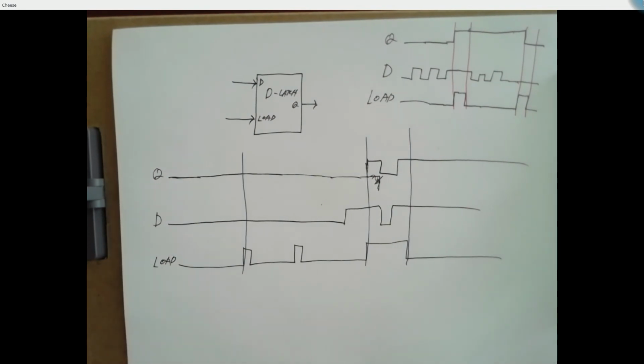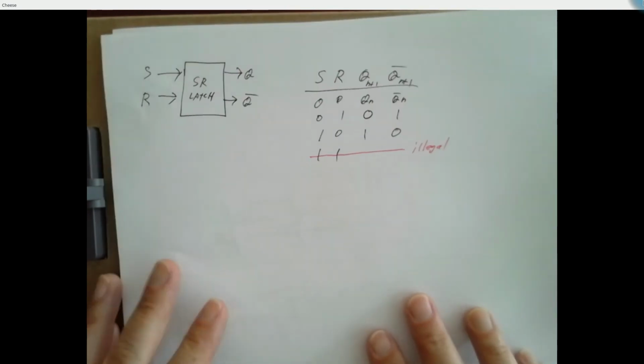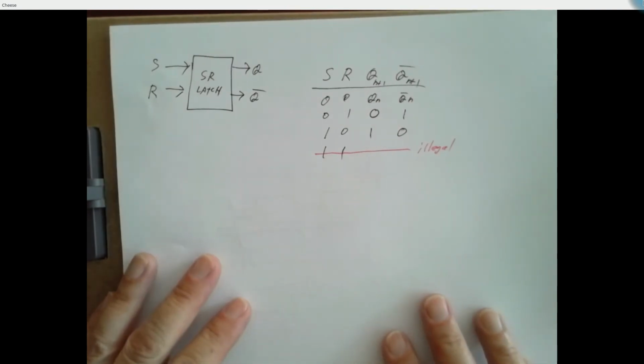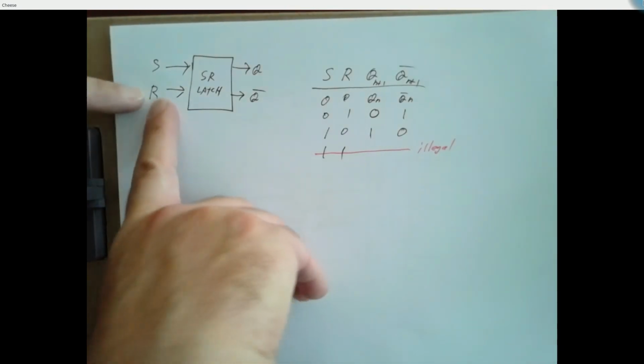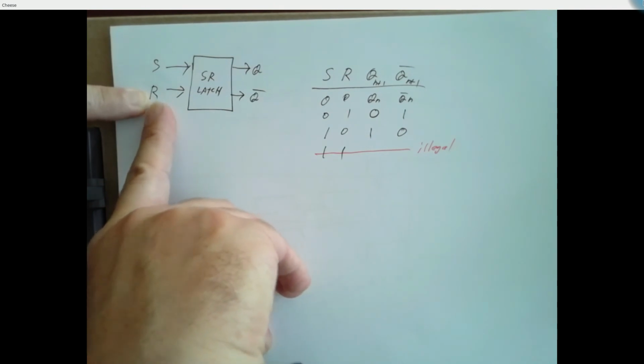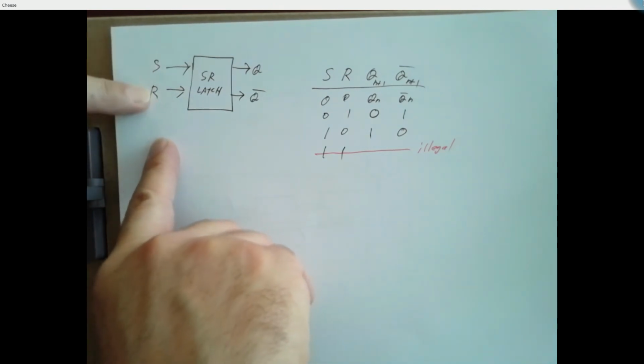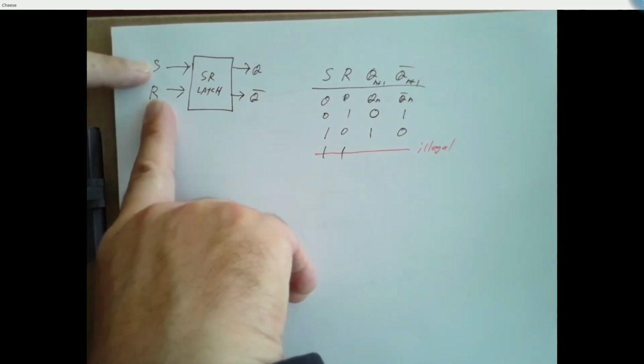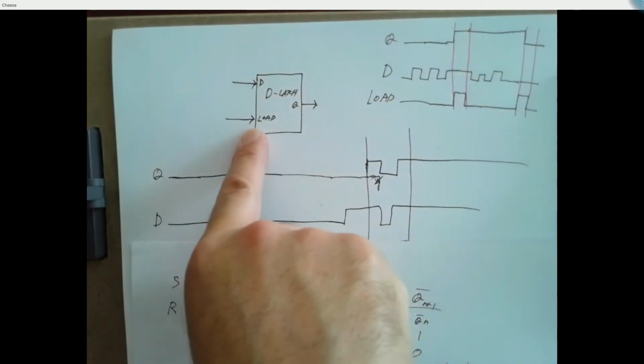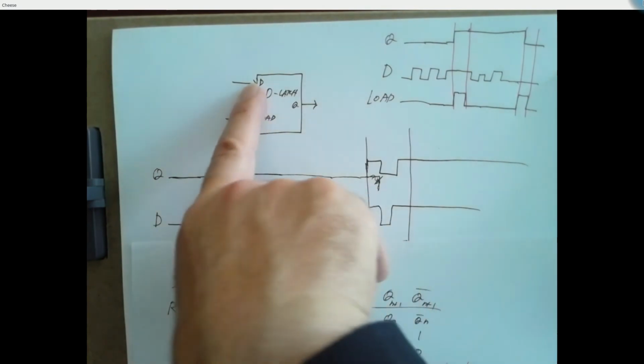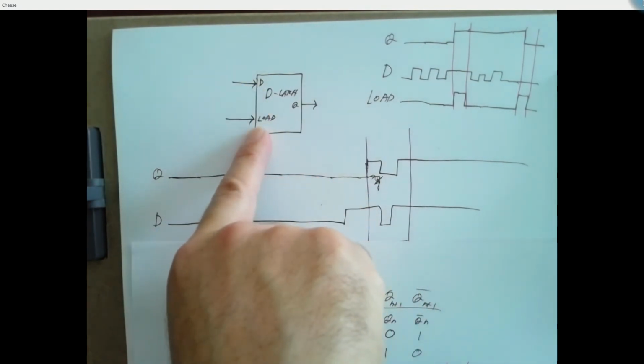So an SR latch, if you want to store a 0, you've got to put a 0 on S and a 1 on R. If you want to store a 1, you've got to put a 0 on R and a 1 on S. Here, if you want to store a 0, put a 0 on D, pulse the load line. If you want to store a 1, put a 1 on D, pulse the load line.